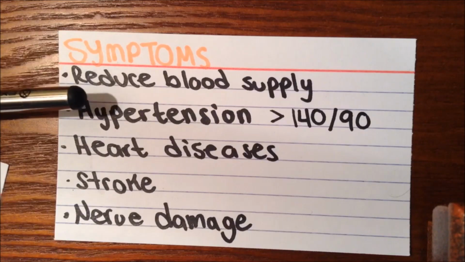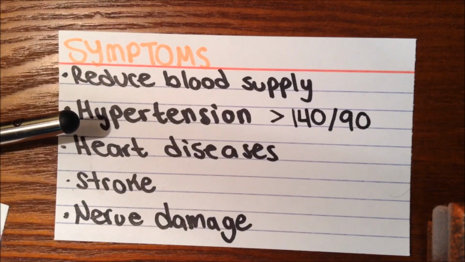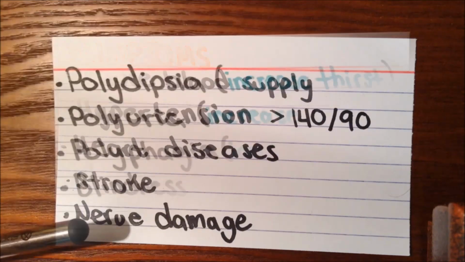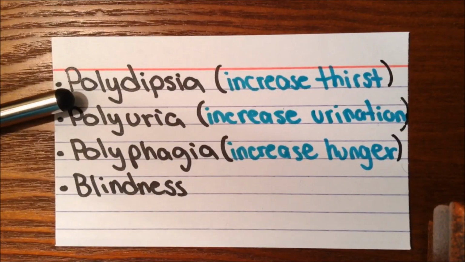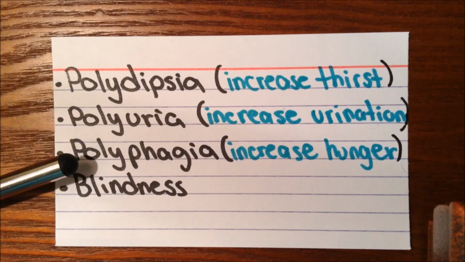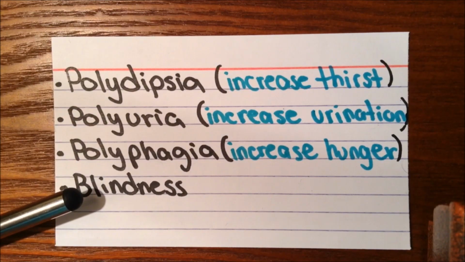Symptoms of diabetes type 2: reduced blood supply, hypertension, heart diseases, stroke, nerve damage, polydipsia, that is increased thirst, polyuria, that is increased urination, polyphagia, that is increased hunger, and blindness.